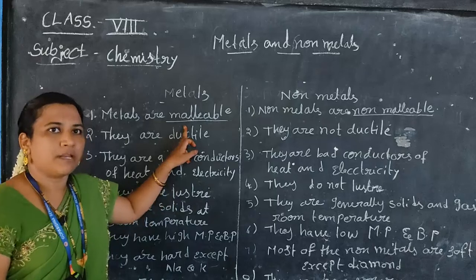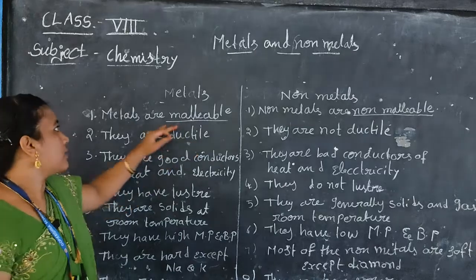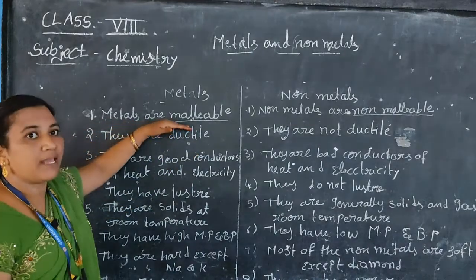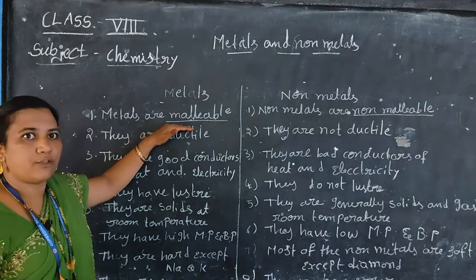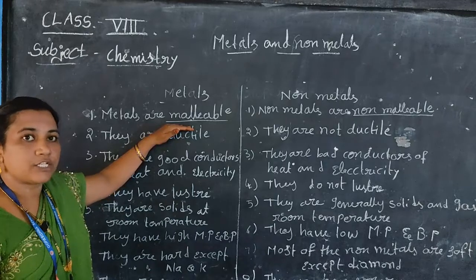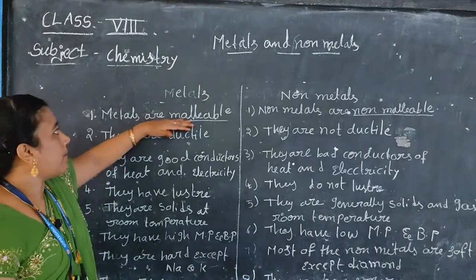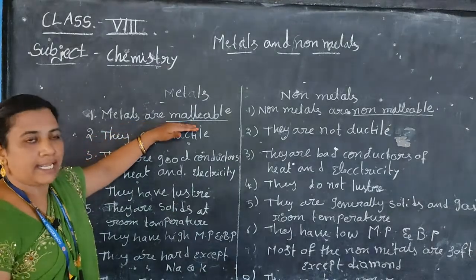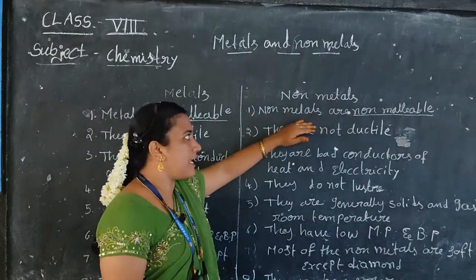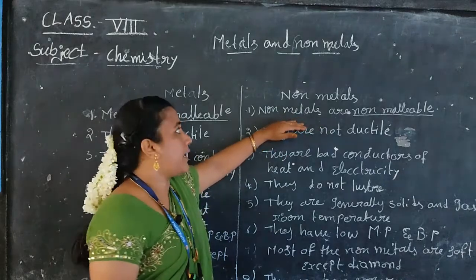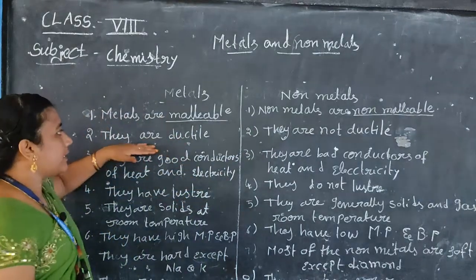If a material can be drawn into a thin sheet, that property is called malleable. Metals have this property of malleability; you can take the example of aluminium and silver. Aluminium foils we are using, and silver we are using for decoration of sweet items. Most metals are malleable in nature. Non-metals are non-malleable in nature. We can't make any sheets with the help of non-metals.